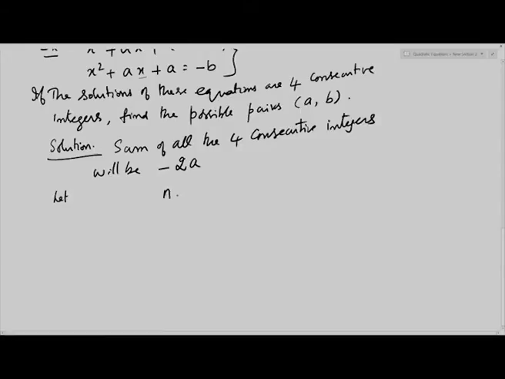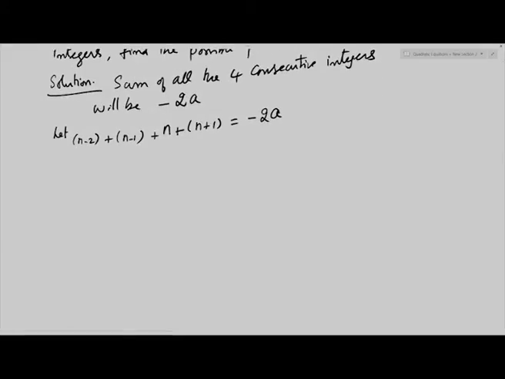So, I can always assume that n plus 1 is one root, because n is a root, n plus 1 also is a root, and n minus 1 is a root, and we can take n minus 2 also is a root. Assume that these are the 4 consecutive integers, and we have seen that the sum is equal to minus 2a. Now, by solving this, I can find the value of n.